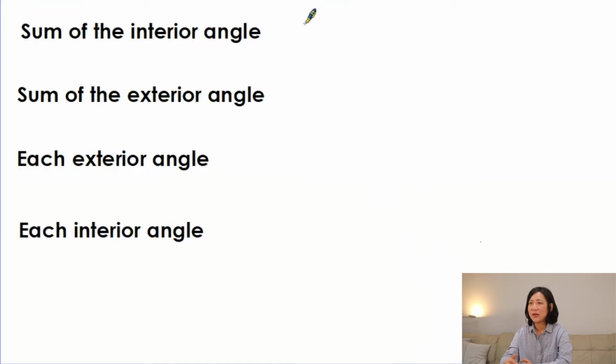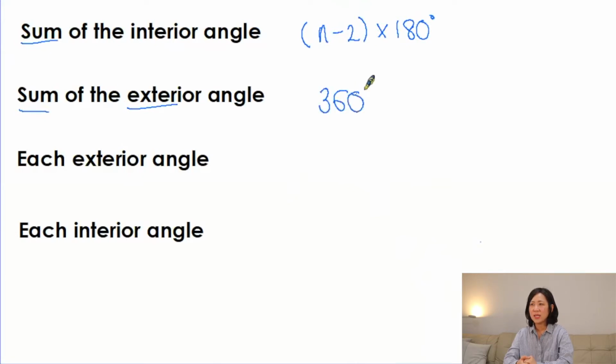So, the sum of interior angles. Always remember how many triangles there are: n minus 2. Then you times that by the sum of the interior angles of a triangle, 180. Now the sum of the exterior angles is 360. Each exterior angle is easy, because all you do is divide by the number of angles.